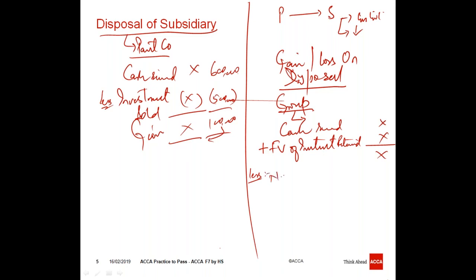Now you have to calculate the net assets of the subsidiary at disposal. What is the total value of the subsidiary at the time of disposal? Plus we have to add the unimpaired goodwill in it. And finally, the NCI figure should be deducted. So this final answer should be deducted from here, and we get the gain on disposal.